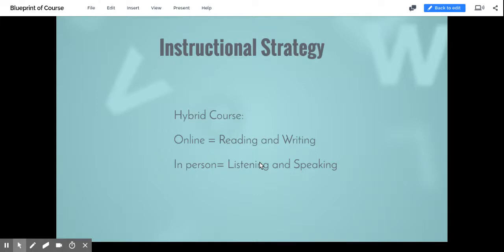The purpose of this supplemental program is to help students retain their language during long stretches of summer and bridge learning gaps that will inevitably happen because of the limitation of time in the dual immersion program. To maximize the success of this program, this will be an online and in-person program. The reading and writing will be conducted online, and the listening and speaking portion will be conducted in person.